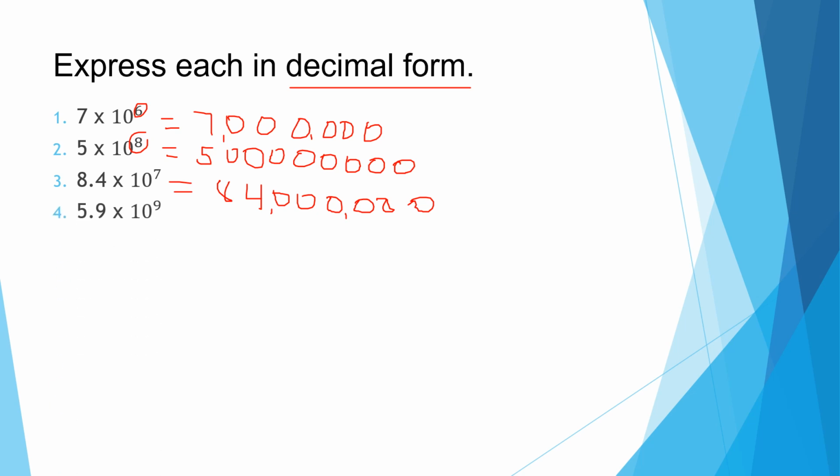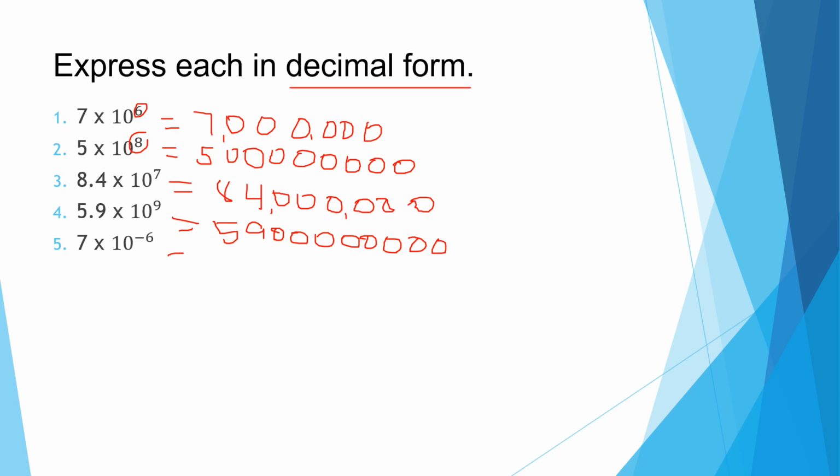Okay. Next. Alright. So, we have here 5.9 times 10 raised to 9. So, magiging 5, then 9. So, ang 9 is 1, 2, 3, 4, 5, 6, 7, 8, 9. Okay, gets nyo? Next. 7 times 10 raised to negative 7.